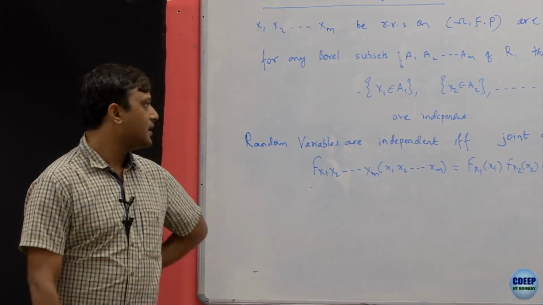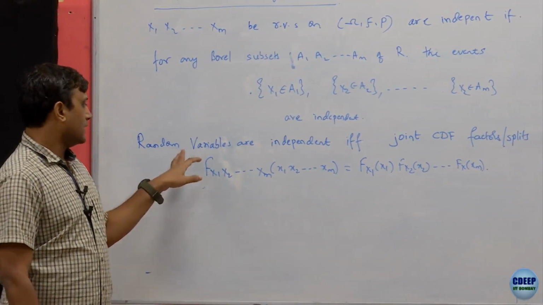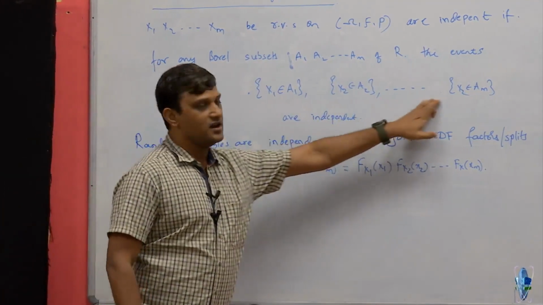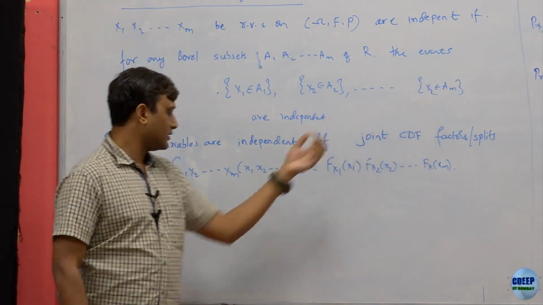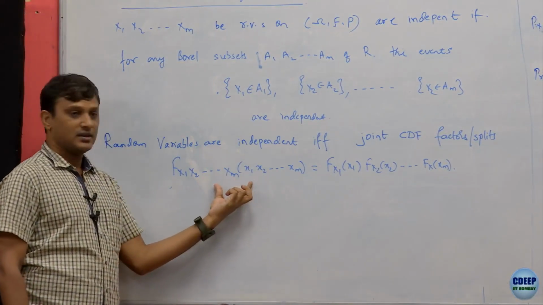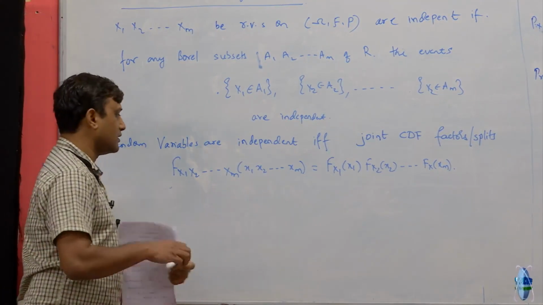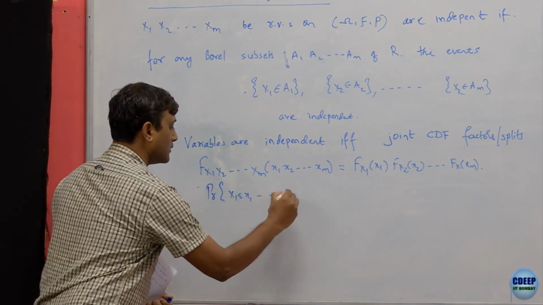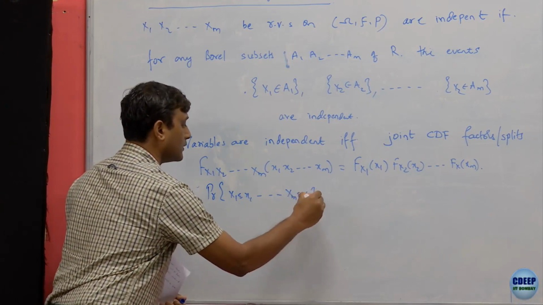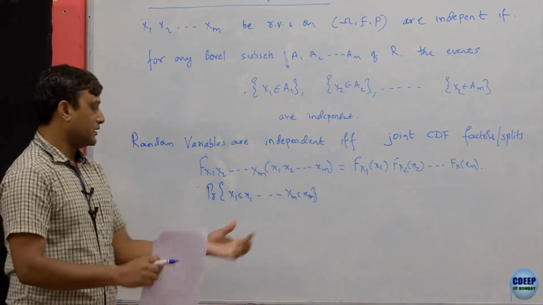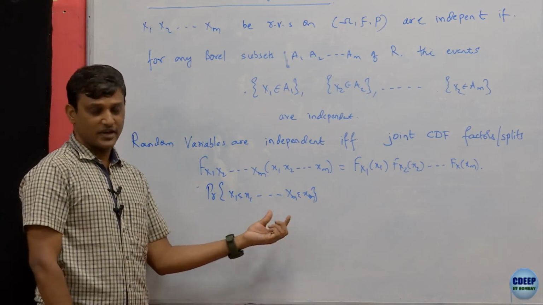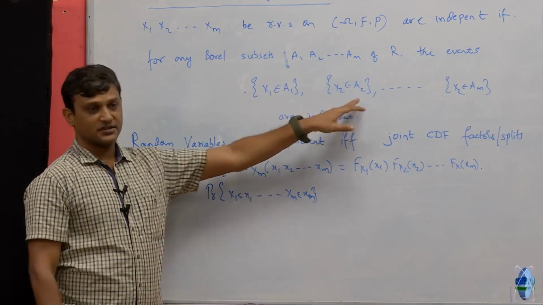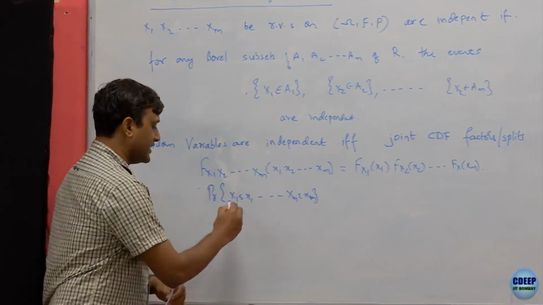So, let us assume that my random variables are independent. That means these sets here are all independent. That means, when I have this joint CDF, that is nothing but this joint probability that splits, basically because of this. Everything here is on some event.